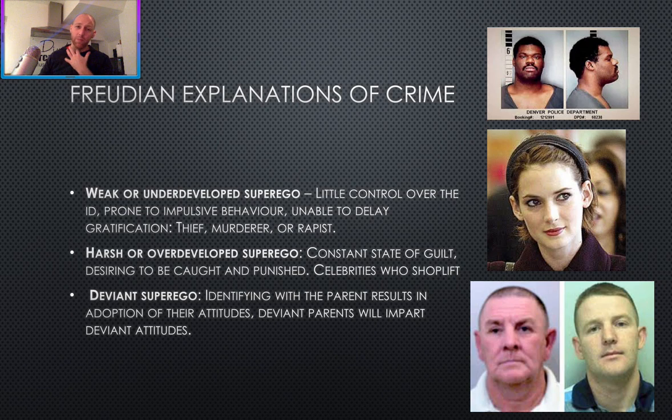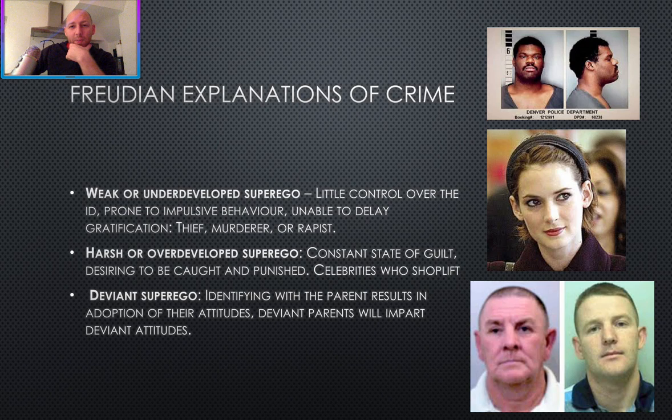Harsh or overdeveloped superego has also been associated with criminal behaviour, according to the psychodynamic approach. And this is an example of people who feel extreme guilt constantly, and they feel like they should be punished. An example might be, I've put Winona Ryder here because she's incredibly rich. She's attractive, she's a good actress, she's got everything going for her. So why was she shoplifting? Freud might argue because she feels guilty, she has an overdeveloped superego, and she desires to be punished. And therefore, she commits these petty crimes, which she's obviously going to get caught for. She's Winona Ryder. It's not like they're not going to recognise her.